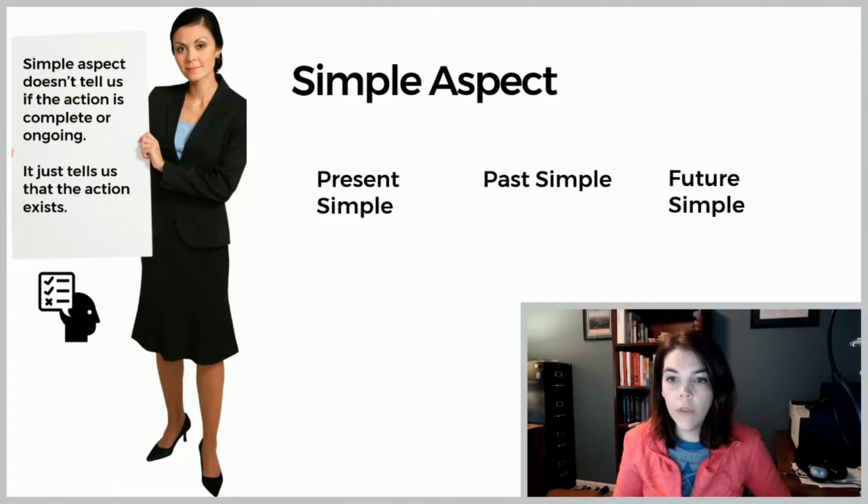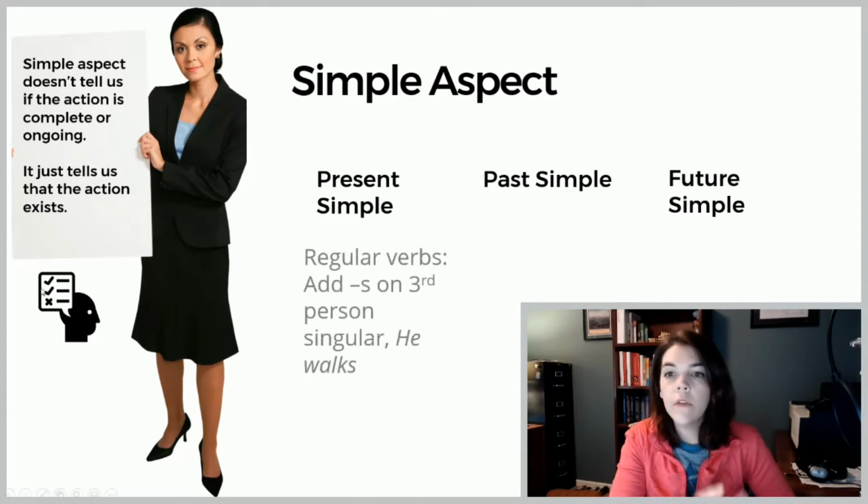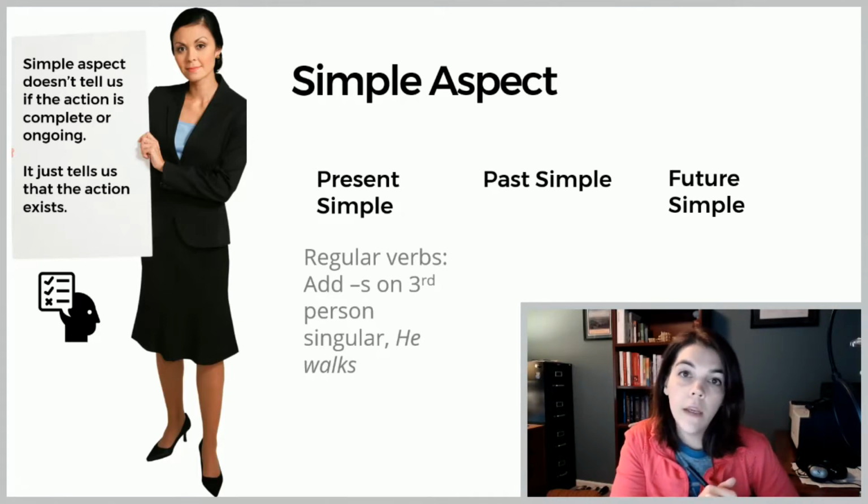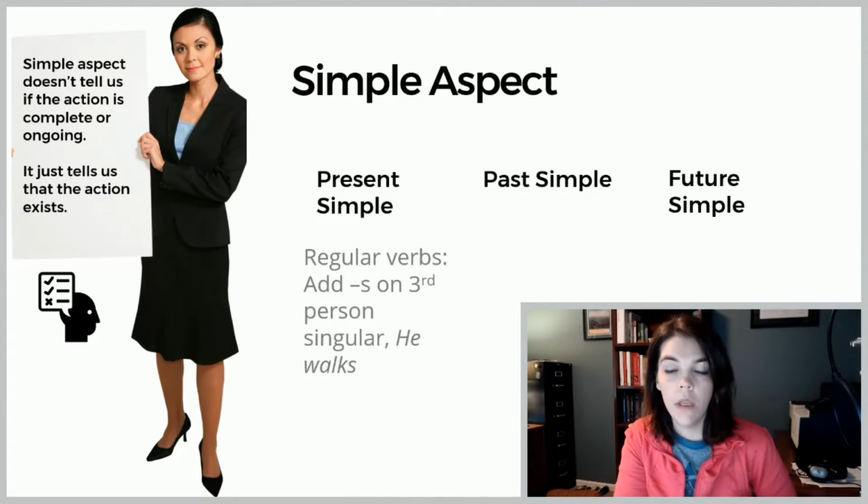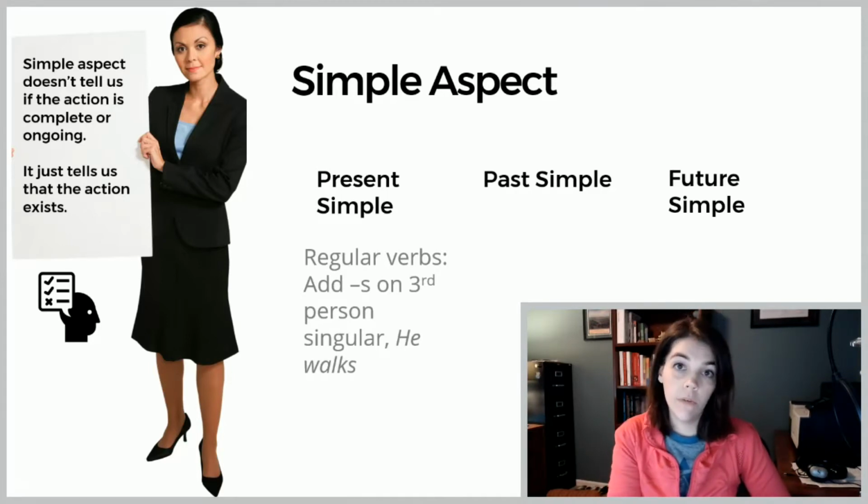So starting with simple present, maybe it's better I'm over here. Simple present is the first verb tense that you probably ever learned. And all it is adding s if you have the third person singular, or it's just using the base form of the verb with no s on it. So I walk, they walk, you walk, we walk, but when you have he, she, it, or another singular subject, you have an s on it. So it becomes he walks.